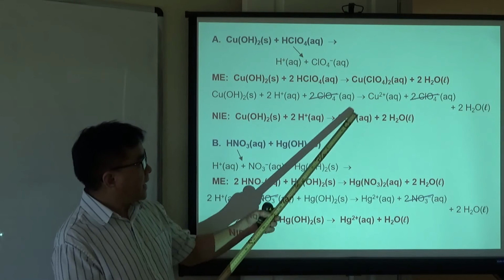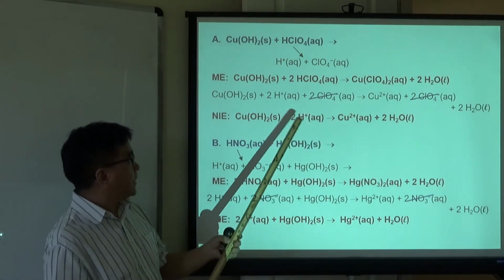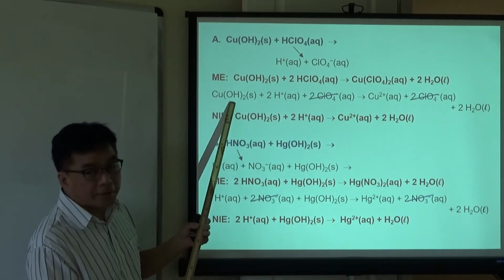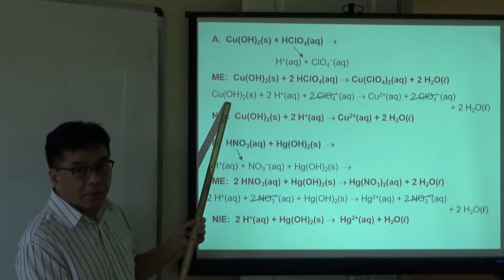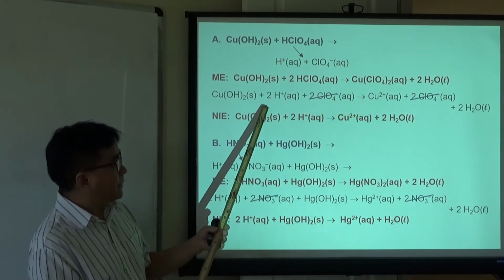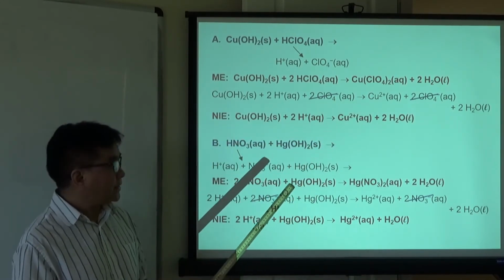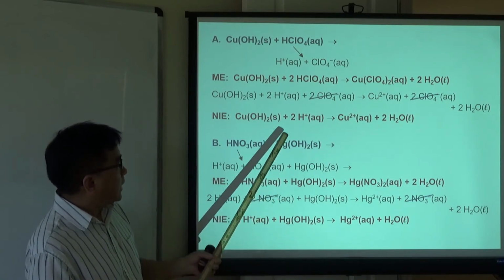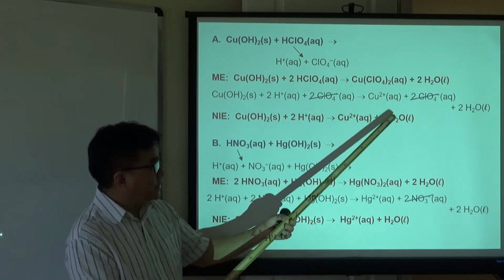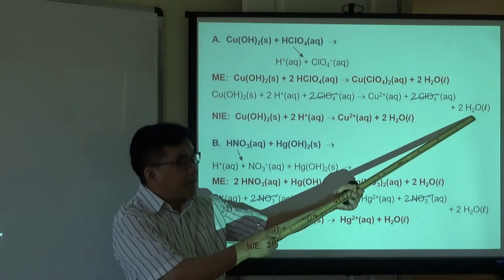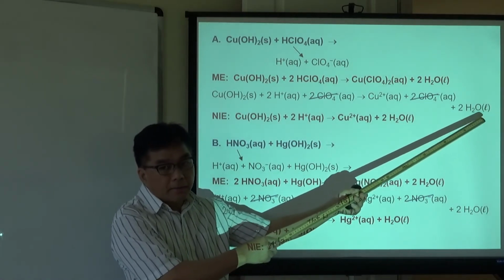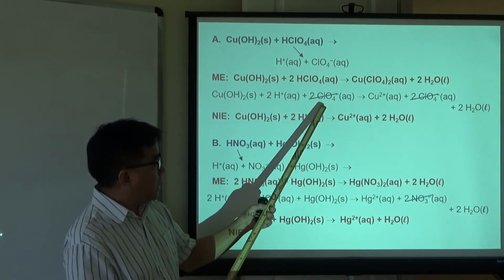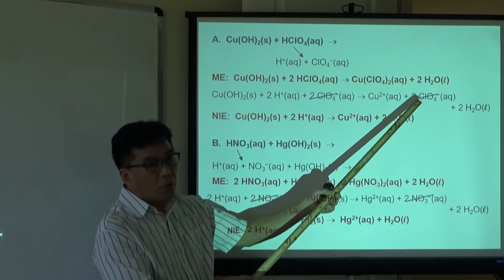And you cannot cancel out the copper ions because the copper is tied up in the solid over here. Okay, so you can't do it. It has to be the same nature on both sides before you can cancel it. And you cannot cancel out the hydrogen ions because the hydrogen is tied up in the water on the right side. So you can only cancel the perchlorate ions.